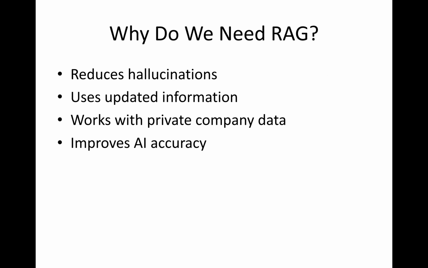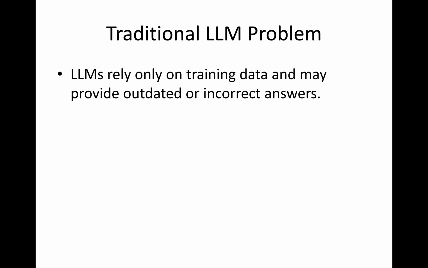And why do we need RAG? Because it reduces hallucinations, uses updated information, works with private company data, and improves AI accuracy. As I told about the LLM problem, in the traditional way, LLMs basically only rely on the training data and may provide outdated or incorrect answers. And that's why RAG comes in.